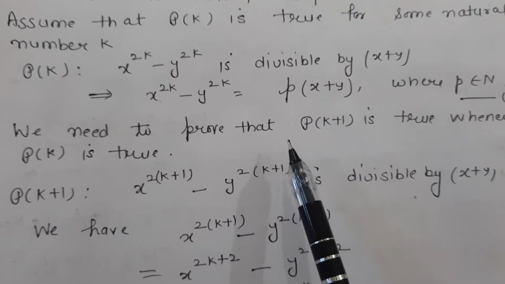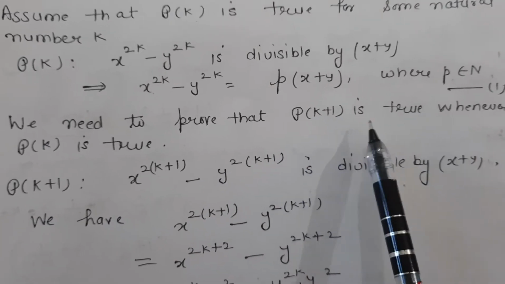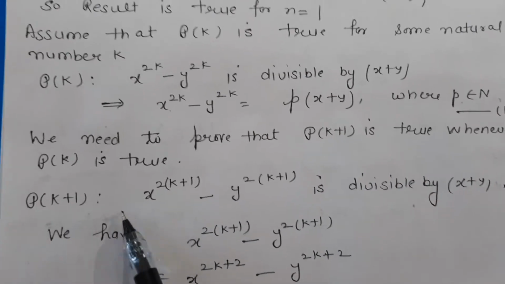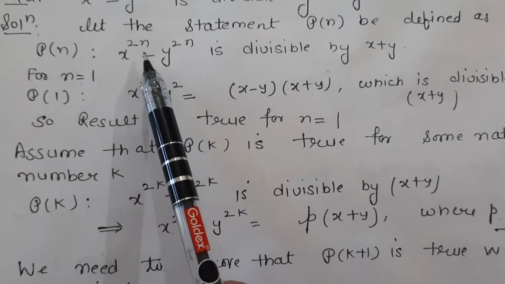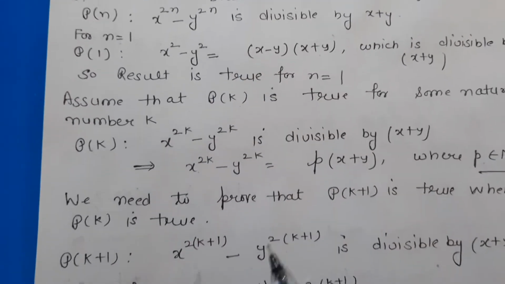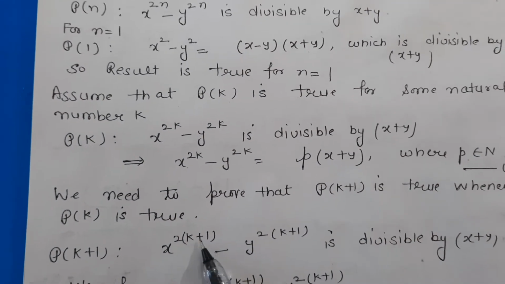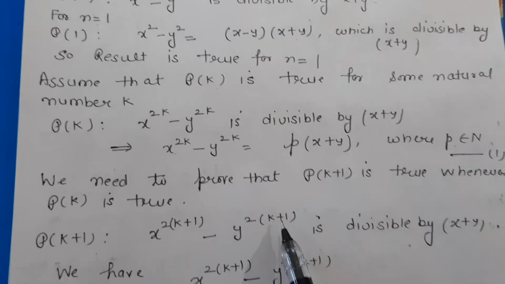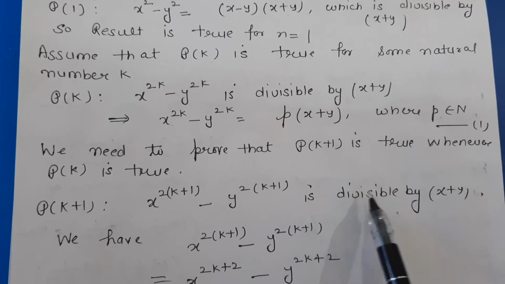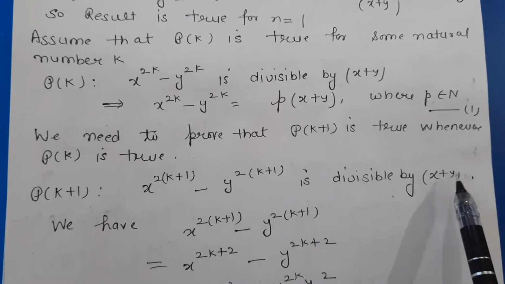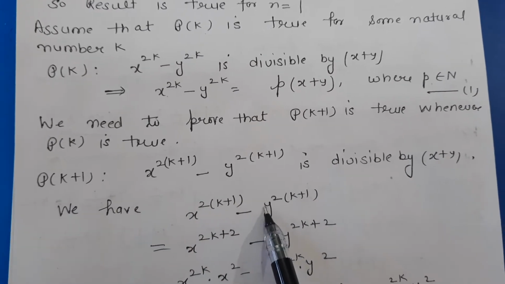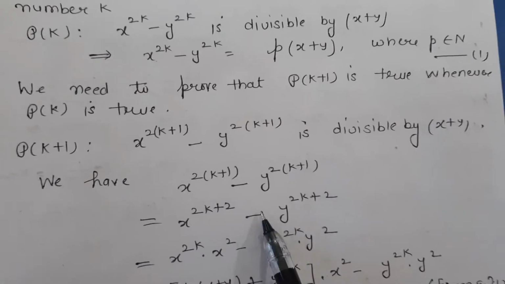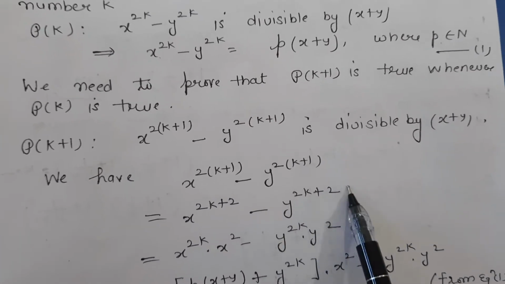Third step is, we need to prove that pk plus 1 is true whenever pk is true. So first we write pk plus 1. In this result, you'll replace n with k plus 1. So this is x raised to the power 2 into k plus 1 minus y raised to the power 2 into k plus 1. You have to prove this is divisible by x plus y, right? Now you can rewrite this as x raised to the power 2k plus 2 minus y raised to the power 2k plus 2.